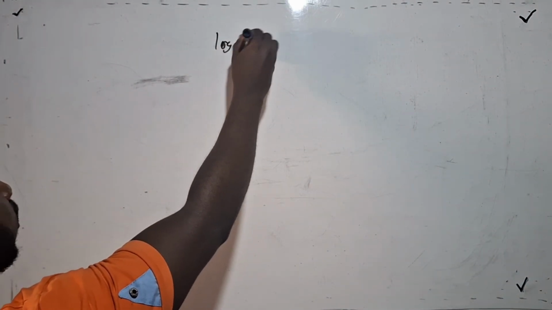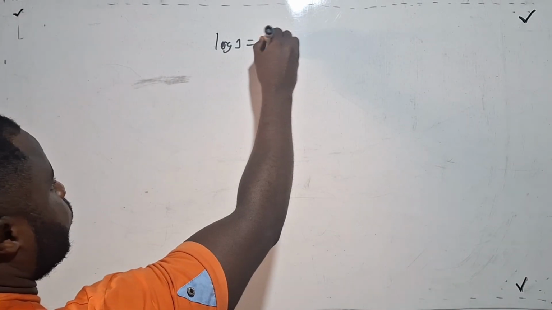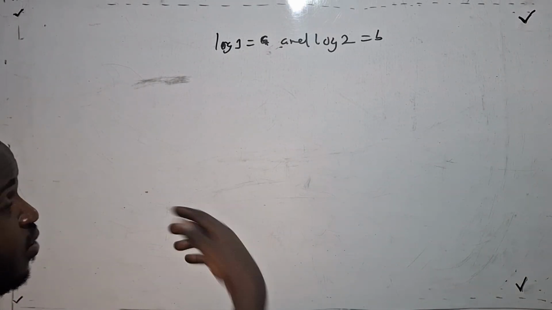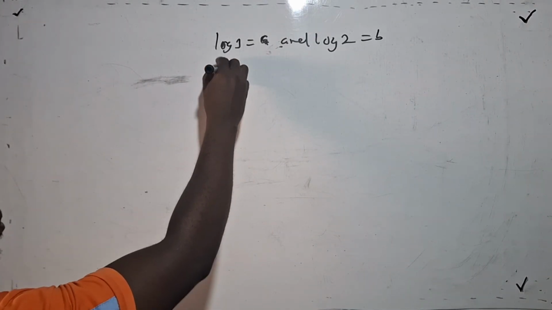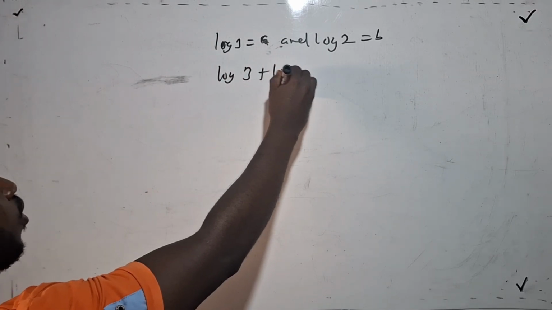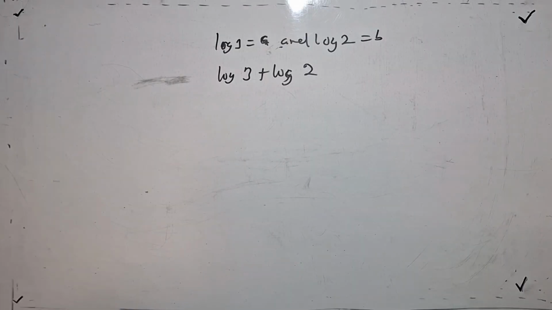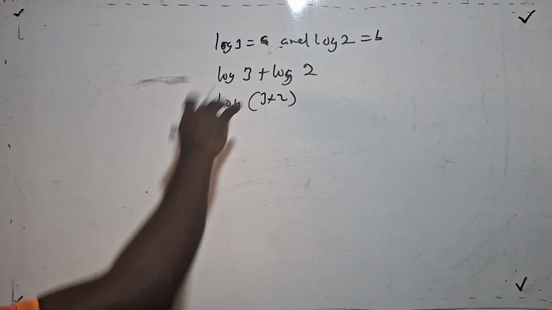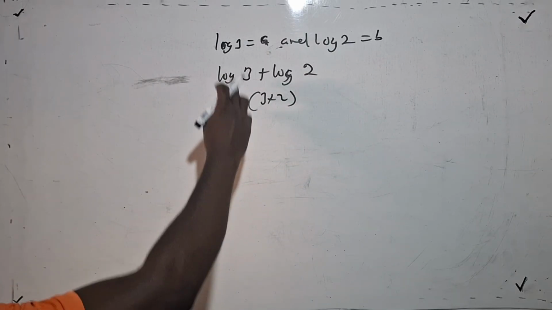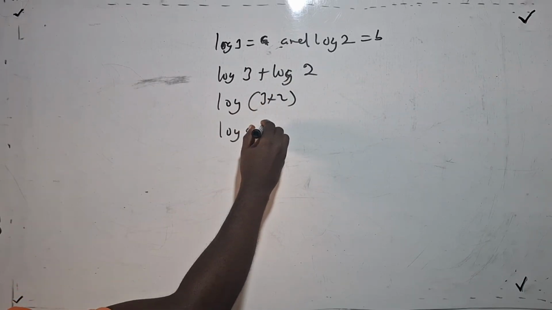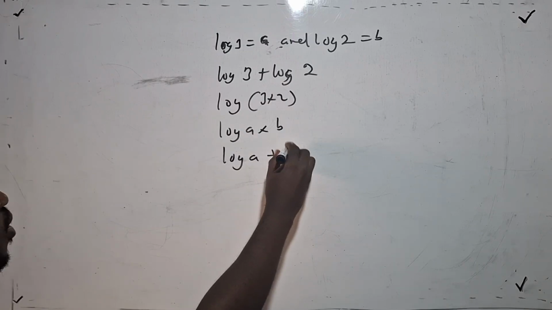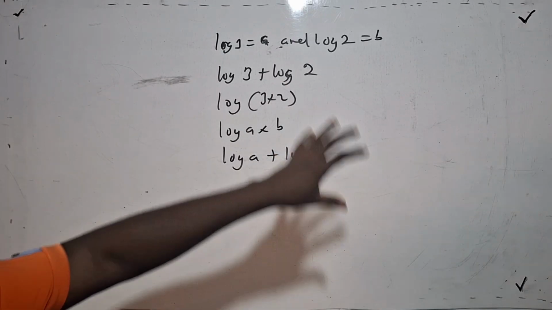An example is maybe they're giving you that log 3 is equal to a and log 2 is equal to b, and you are to solve a given expression, maybe find log 3 plus log 2. Since they are adding, they are going to multiply. So in replacing the letters, you are going to have log a times b. When you separate them, log a plus log b, because of the values they have given you. This is an example.